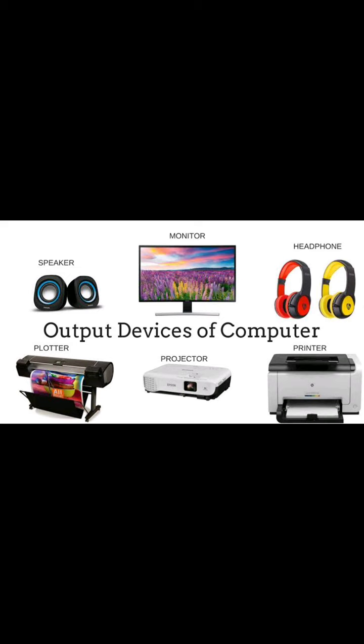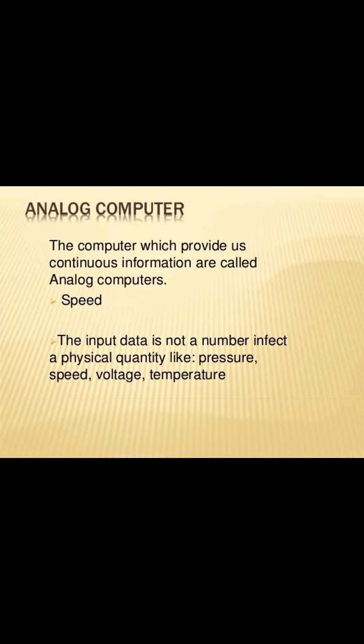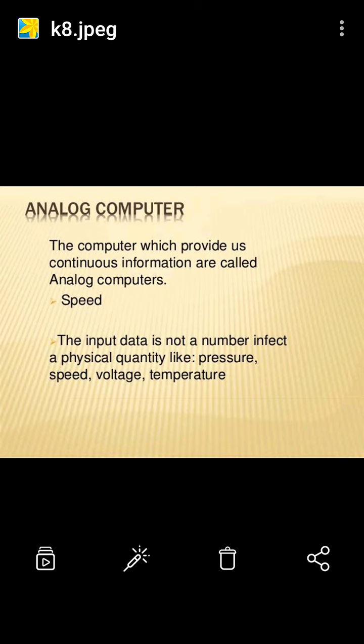Okay, then next one, we already know about it. Last year we studied it also. We have three major types of computer: analog, digital, and hybrid. First one, analog computer. The computers which provide us continuous information are called analog computers. Continuously the information is given to the computer, so it is called an analog computer.